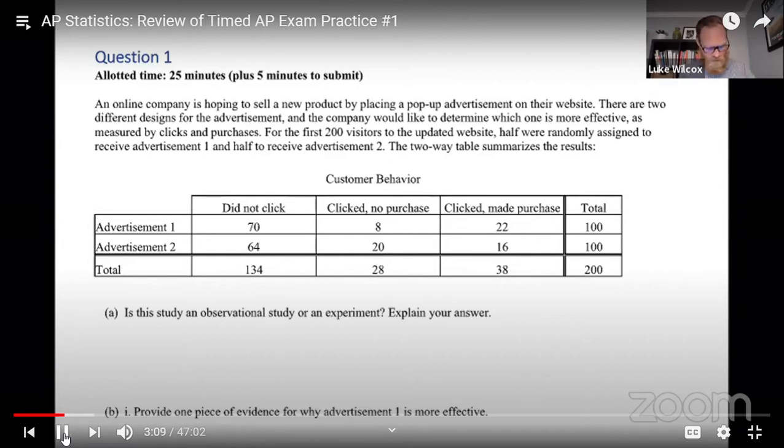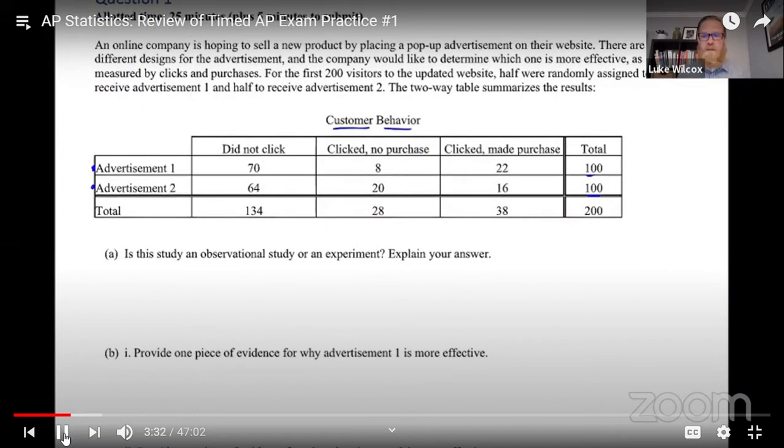So we can see over here on the left, we've got the 2 different treatments, advertisement 1 and advertisement 2. And as mentioned, half in each, 100 in each for a total of 200. And then we can see the customer behavior based on each one of those advertisements. Either they did not click, they clicked with no purchase, or they clicked and made a purchase. So here's what question A says. It says, is this an observational study or an experiment?